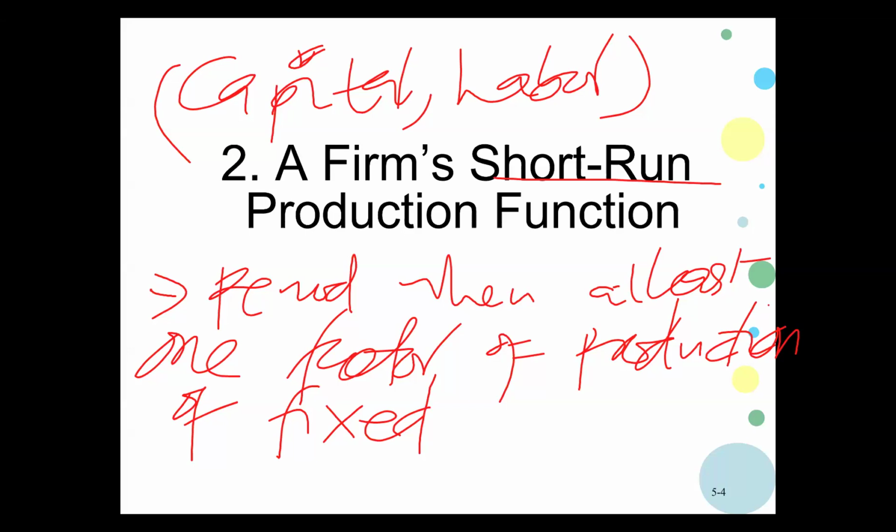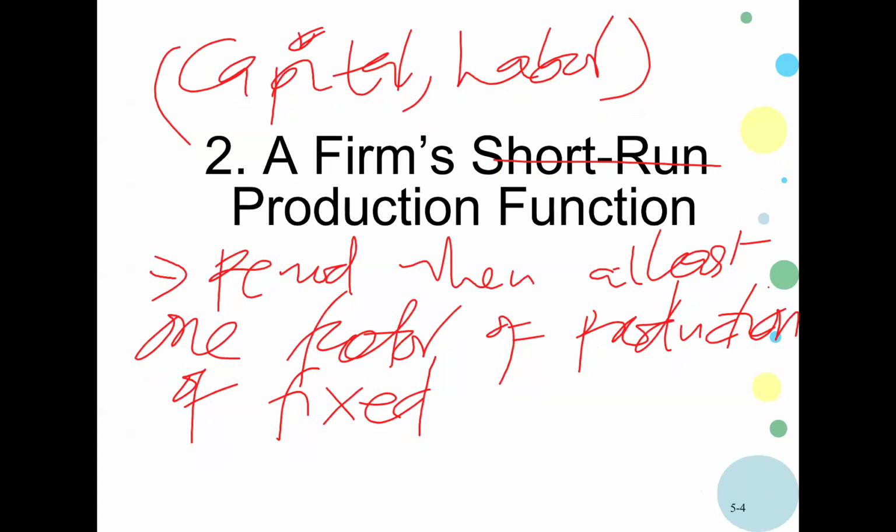Let me repeat this. When we say a short run period, we're just trying to say that at least one factor of production is fixed, whereas other factors are variable. They're changing. An example will do better.